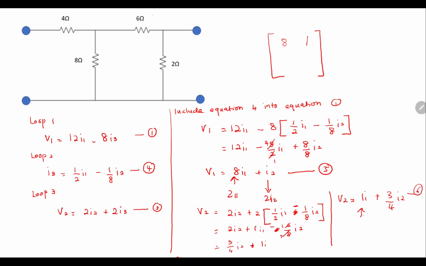So this one for V2 is Z21. This one is Z22. So you can put it here as 1. This one is 3 over 4. So that is your impedance.